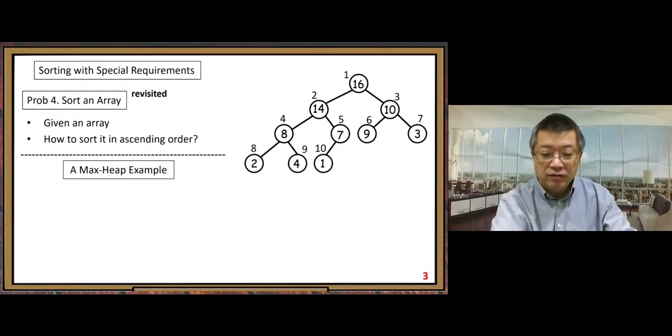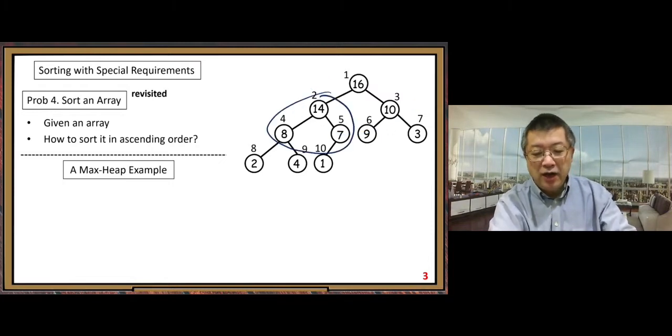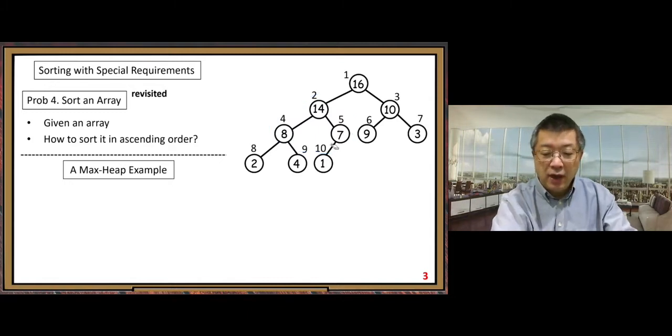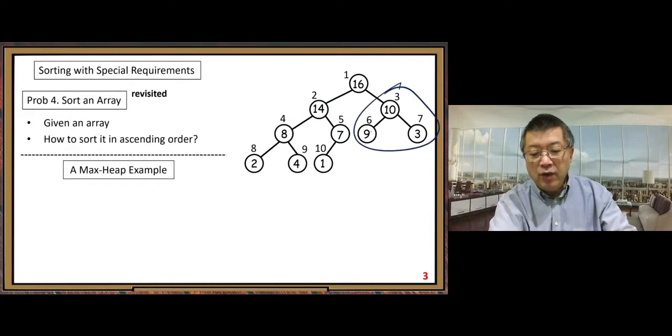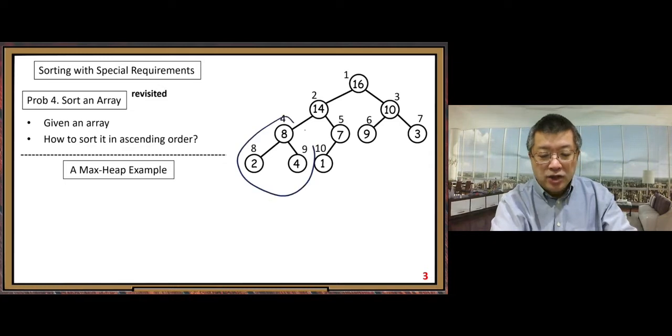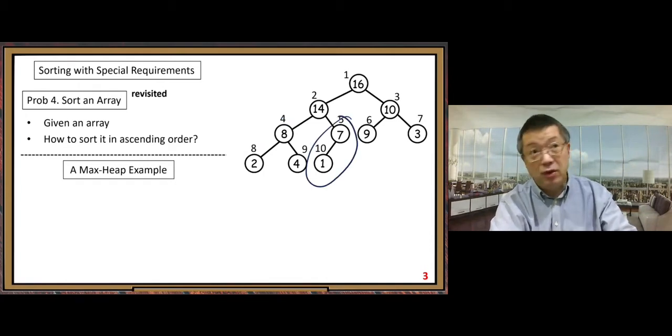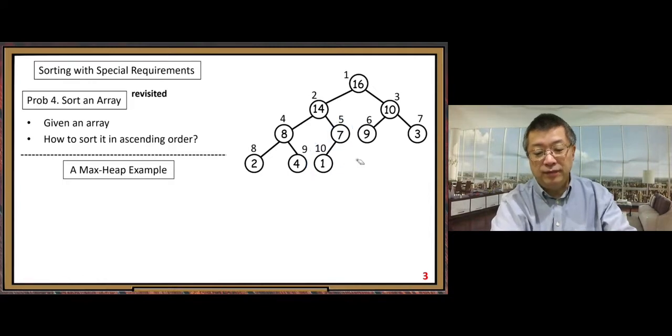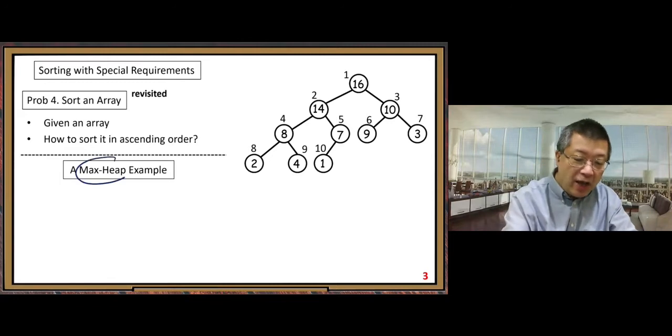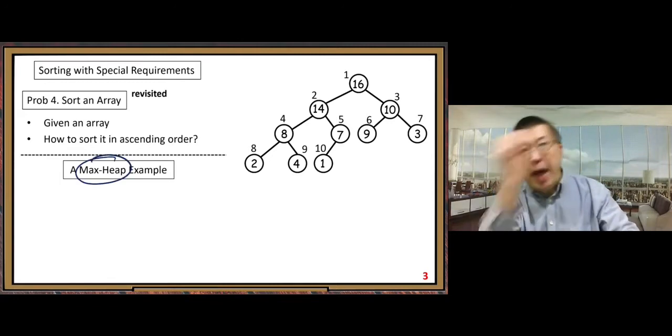Okay, the first check. Second, 14 is greater than 8, also greater than 7. Third, 10 is greater than 9, also greater than 3. Next, 8 is greater than 2, and also greater than 4. The last one, there is no right child, 7 is greater than 1. That's all we need. So we can say this is a max heap.